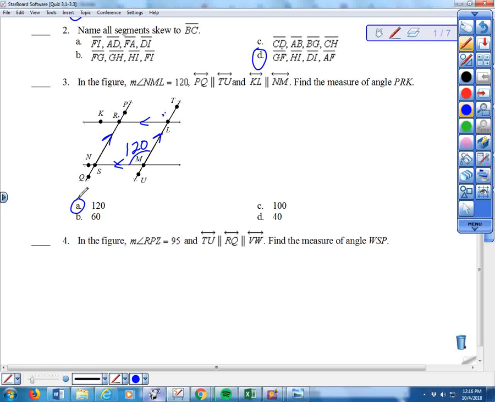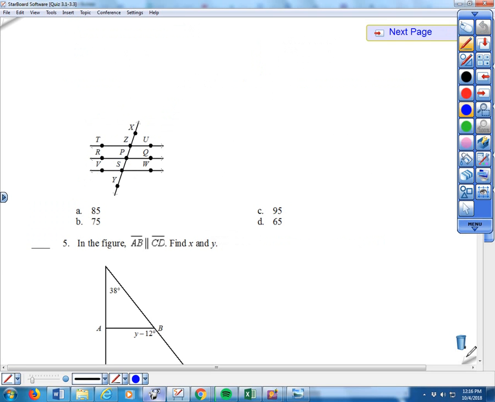In the figure, RPZ is 95. RPZ, this angle is 95. And I want to find what? What's the angle I'm looking for? WSP. WSP, this angle. Well, these are just a linear pair. So they add up to 180. Is that right?